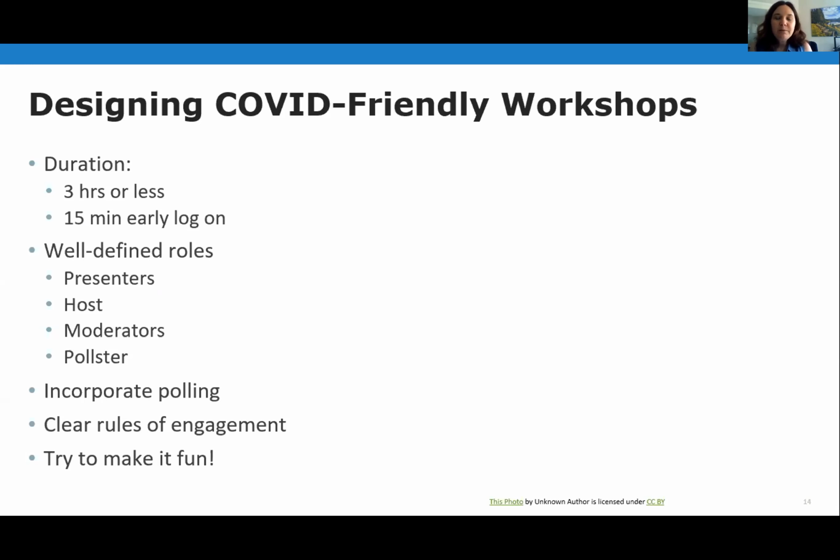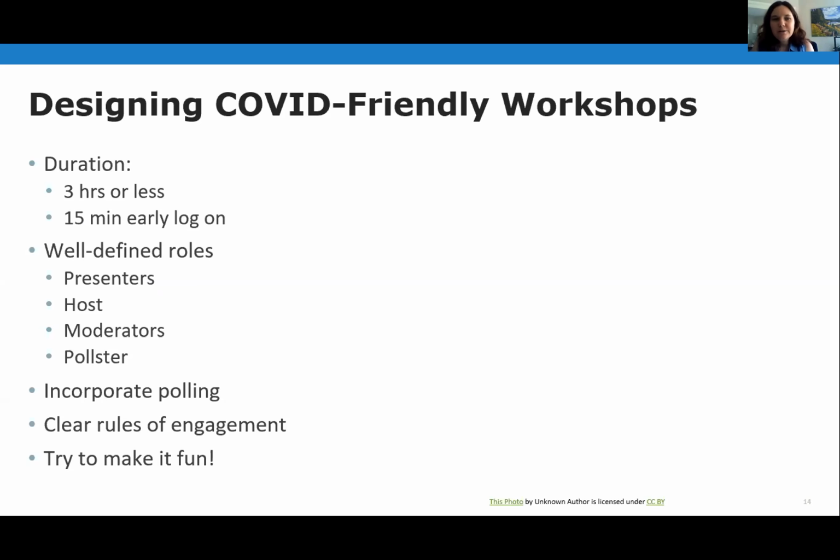Also, we found it was really helpful to have well-defined roles. So the presenters, their job was literally just to present. They were narrowly focused. They just got through their material. The host was the one who could see, we used WebEx as our platform. That's the one who could see who was making the random background noise and wasn't on mute, and he could quickly mute them. They could see who had their hand raised so he could call on them.